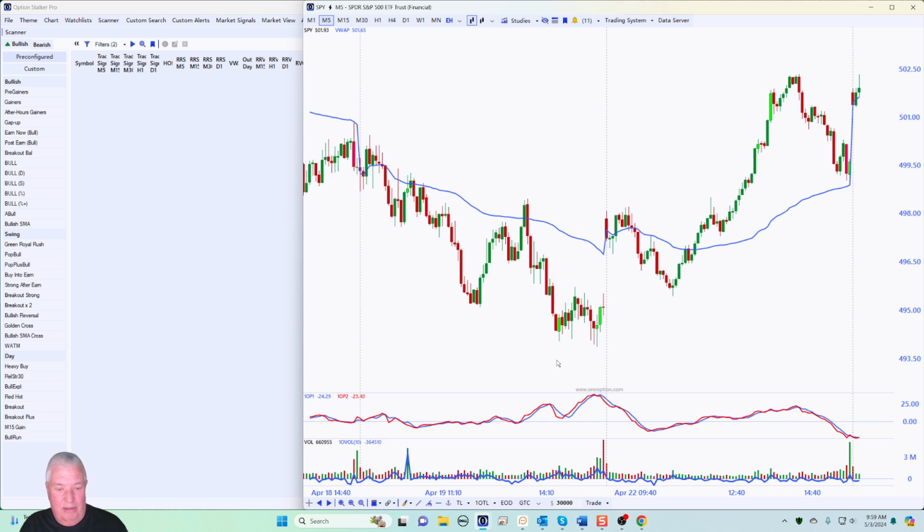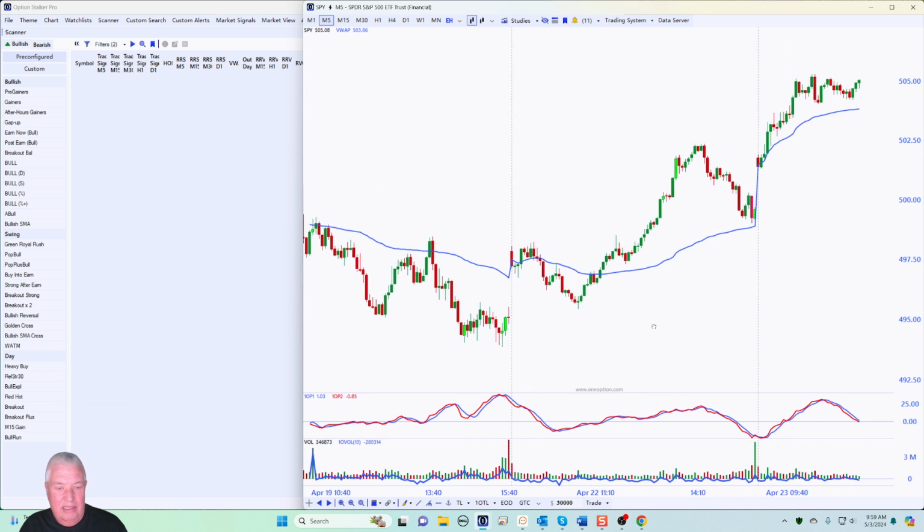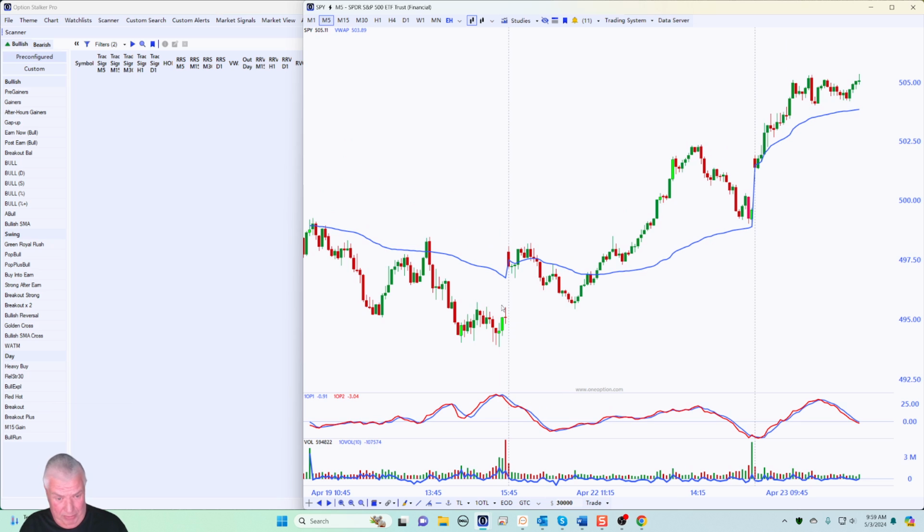So there's a nice little bearish cross in here. OneOp crosses back down and that doesn't do much at the close of the day. So we gap up, gap up.